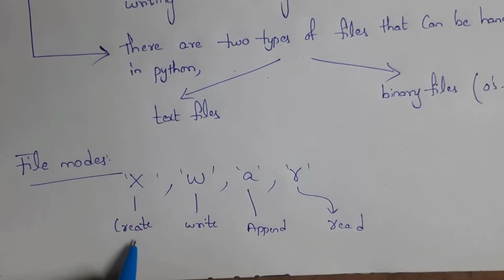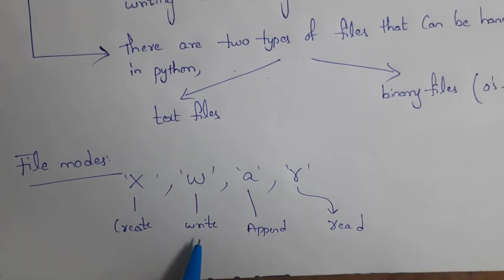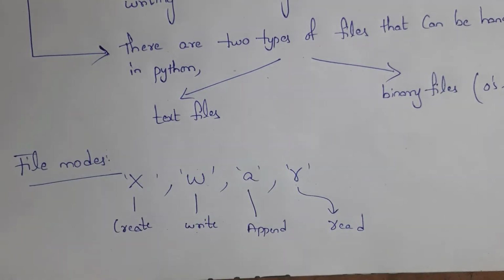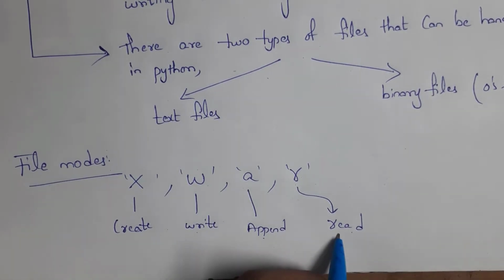By using X mode, we can create a file. By using write mode, we can add text into our file. Already some data is present in my file. If you want to add some more data at last, then you need to use append mode. Whatever the data that is present in my text file, if you want to see those data in the Python terminal, you need to use read mode. By using read mode, we can read a file.